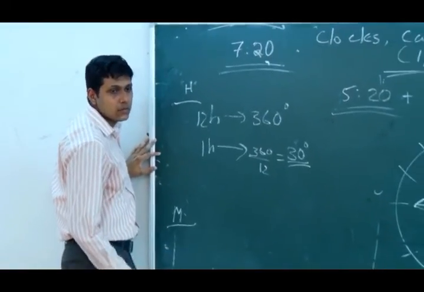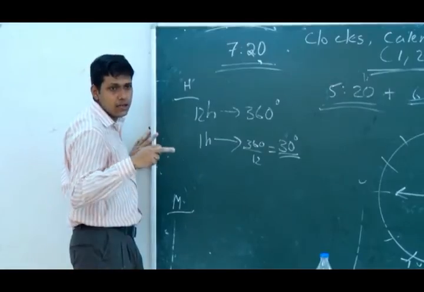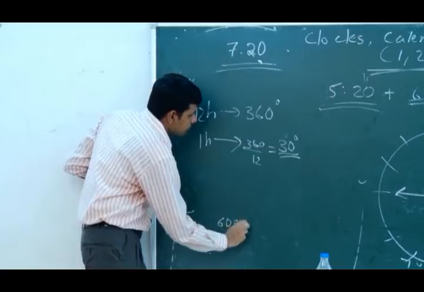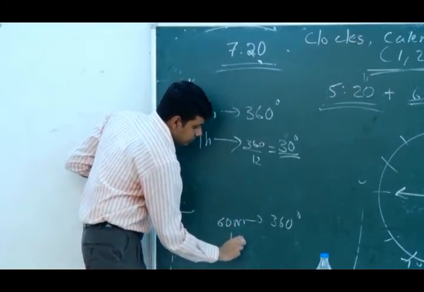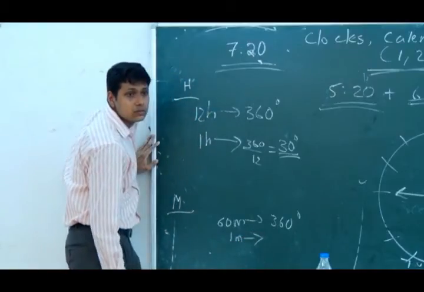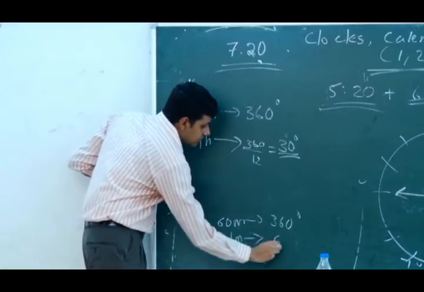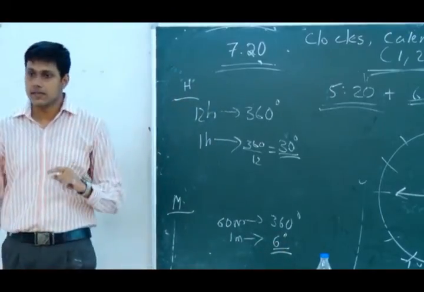Minute hand. How much time does it take to cover 360 degrees? 60 minutes. It covers 360 degrees in 60 minutes. So 1 minute, it goes 360 divided by 60, that is 6 degrees. 1 minute goes 6 degrees.